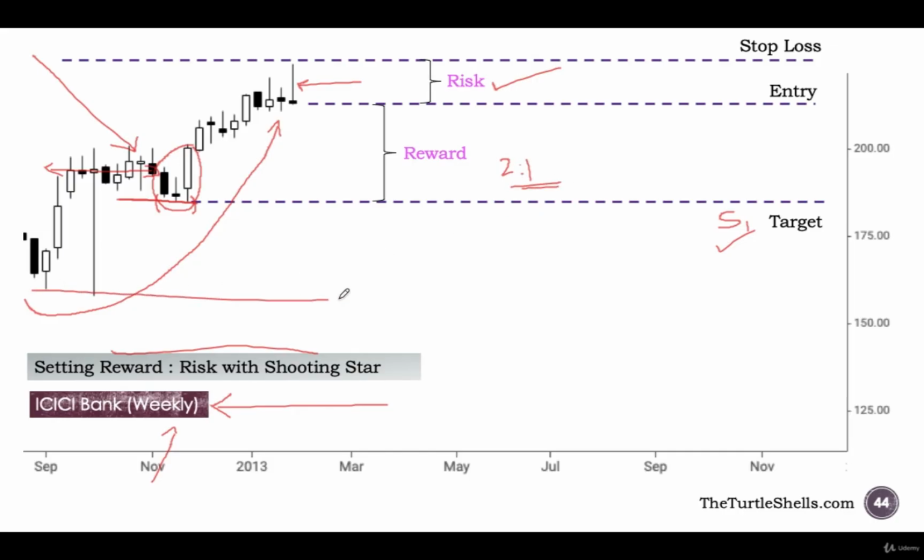Then you have another support point here, which is S2. If you draw this line, that is, I think, 3:1 or 4:1 reward to risk. It's a low probability, risky, aggressive trade because it is not confirming any prior resistance. We have to go back many weeks or many months to see if there was any price action which created a resistance.